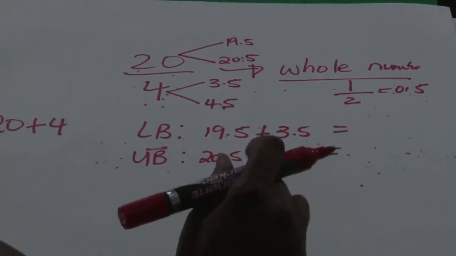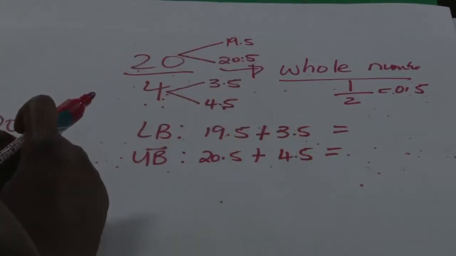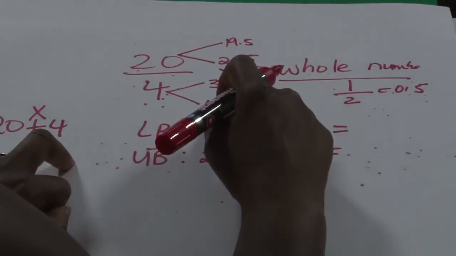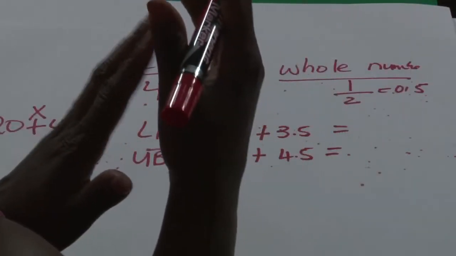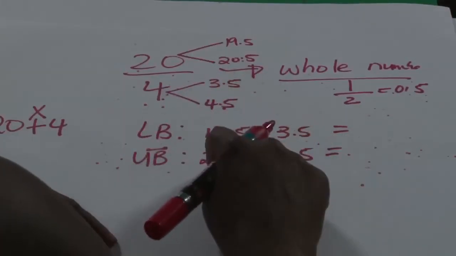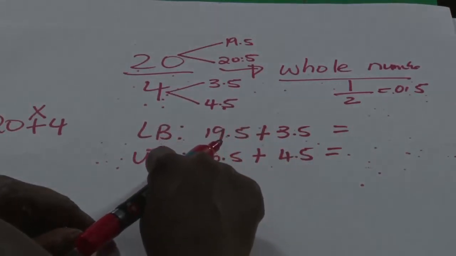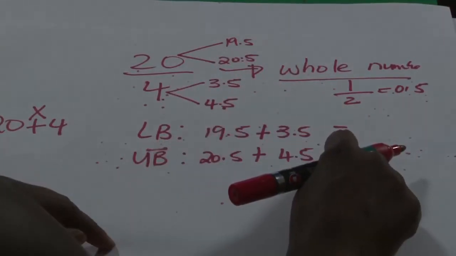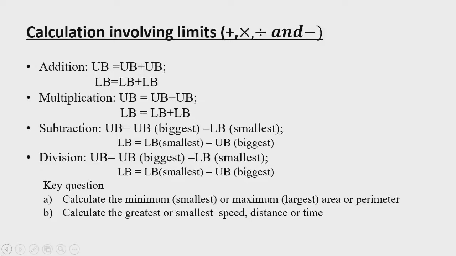Okay? And then multiplication works the same as addition. If you're multiplying, you do the same. Find the lower and the upper bound of each number, and then to get the lower bound of the calculation, you multiply the lower bounds, and for the upper bound, you multiply the upper bounds. Okay, and then subtraction and division have a different way of doing it. If we're adding or multiplying, we go straight across.